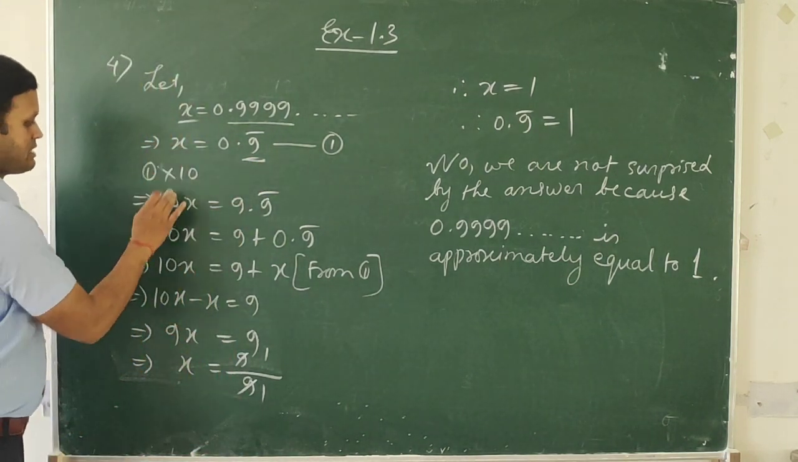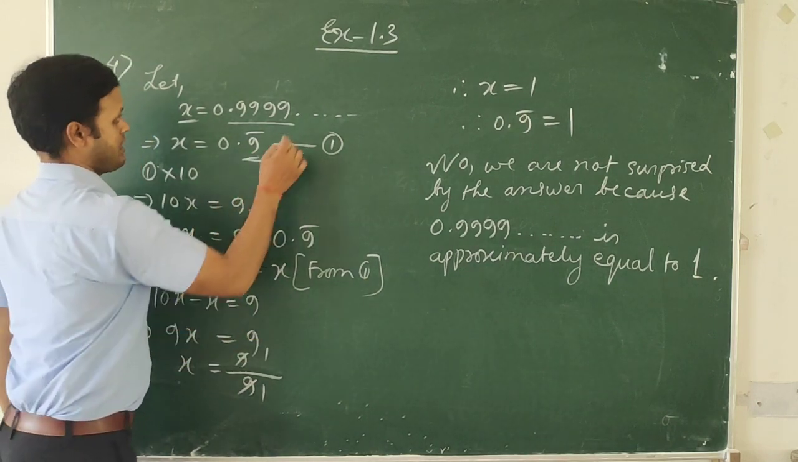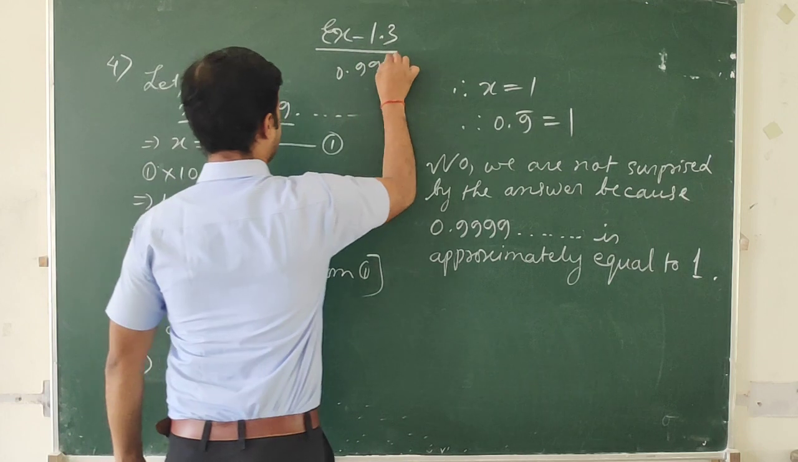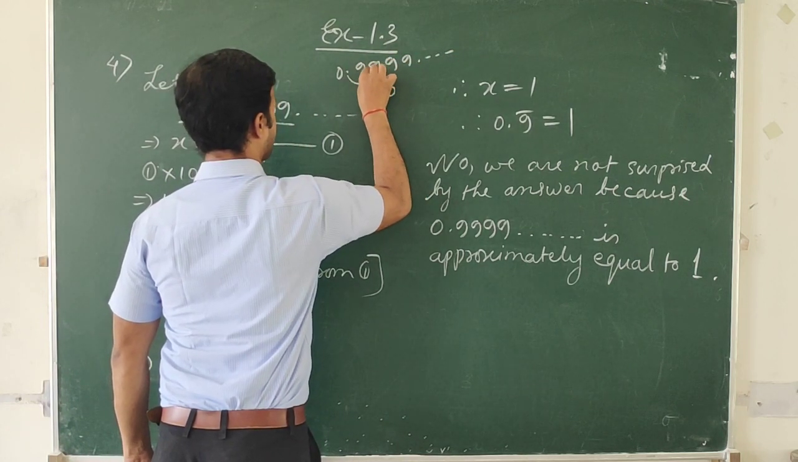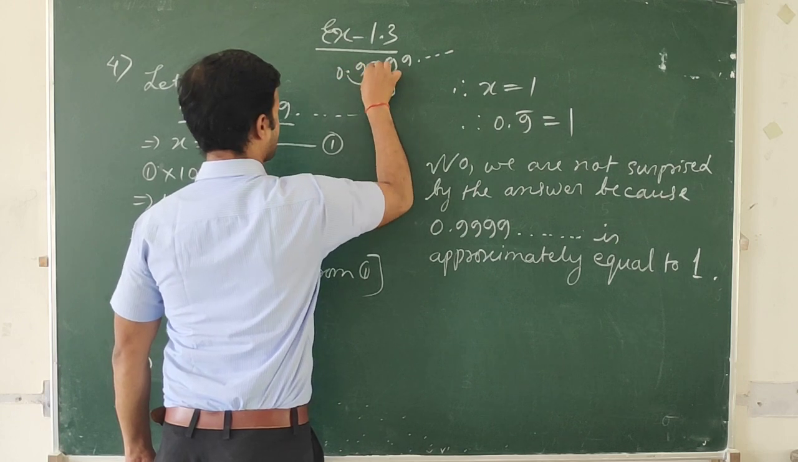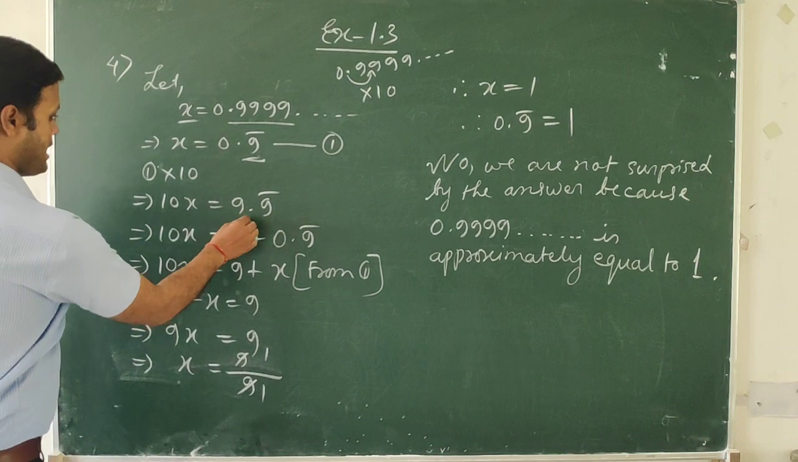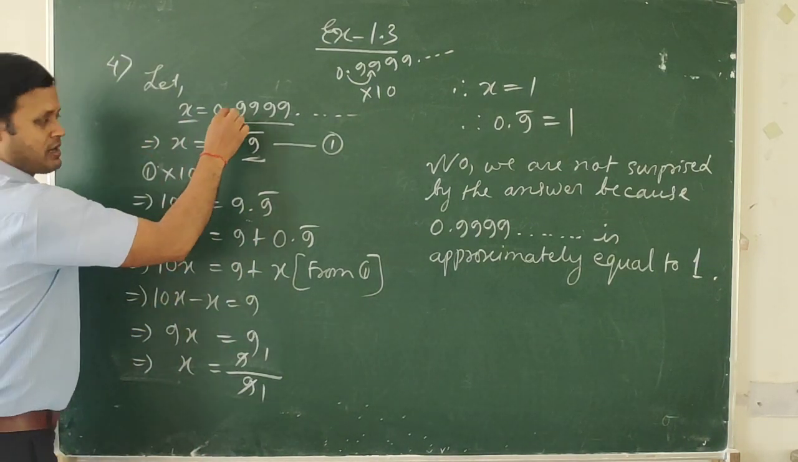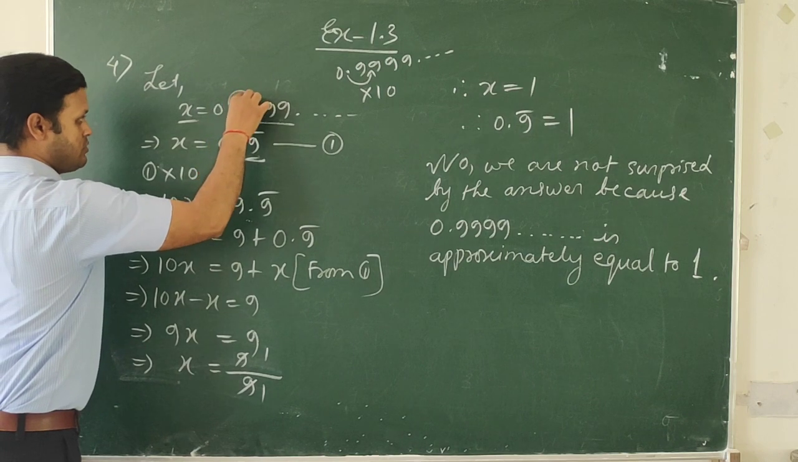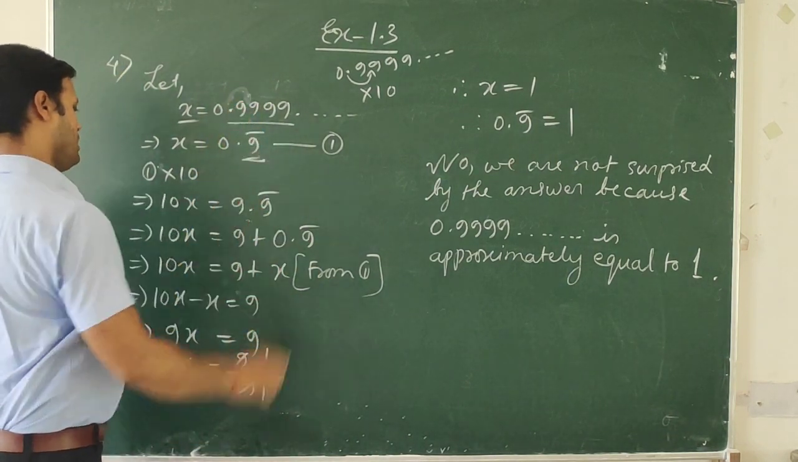On the left hand side, if we multiply by 10, we will get 10x. On this side, if we multiply by 10, I will get 9.9 bar. Why? Because 0.9 bar is this, so if you multiply by 10, the decimal point moves one place towards the right side. Understood? If you multiply by 10, this point will move from here to here. So it will become 9.9 bar.